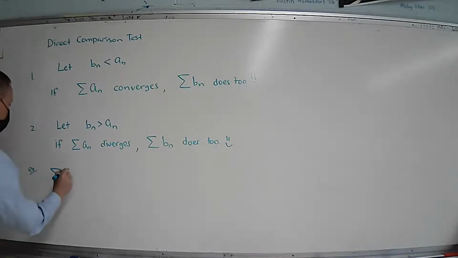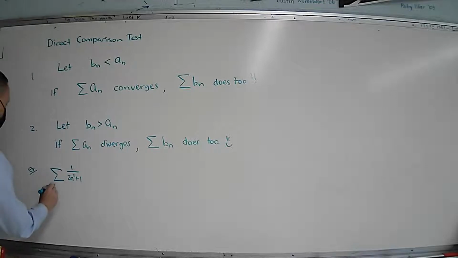So I'm going to give you this series right here, the sum of 1 over 2n squared plus 1. I'm not real happy with that sigma, but we're going to keep it. So what series are we going to compare this to? That's what we have to decide. You have to decide, what am I going to compare this to directly?